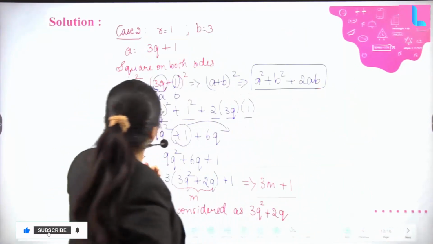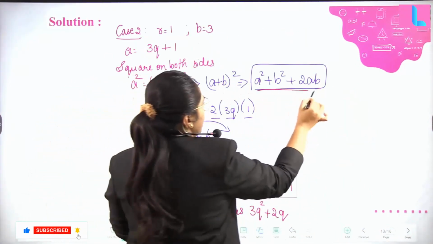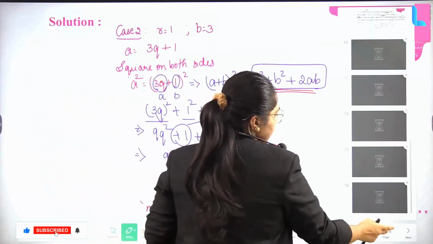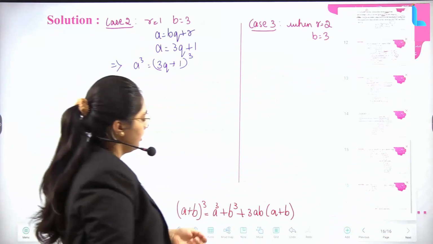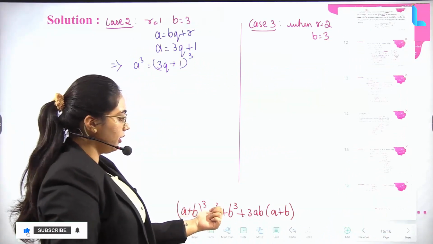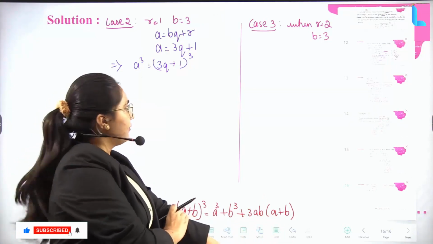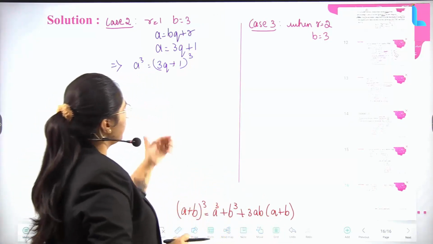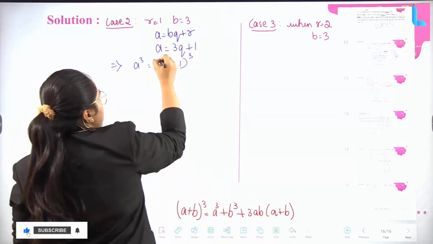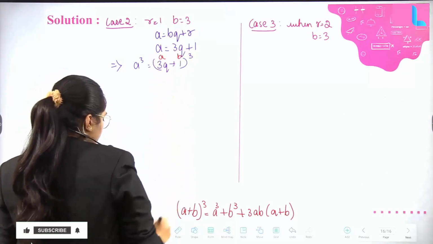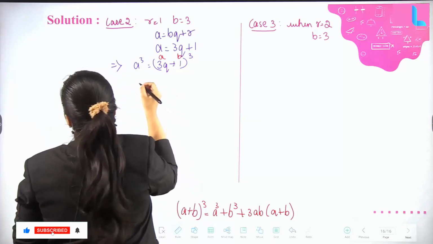Okay, here in this slide, (a+b)² = a² + b² + 2ab was the formula which we used over here. In this, (a+b)³ is equal to a³ + b³ + 3ab(a+b) is what we have to use, so using this formula we'll just have to substitute. Here this is a, this is b. We'll just solve the same.